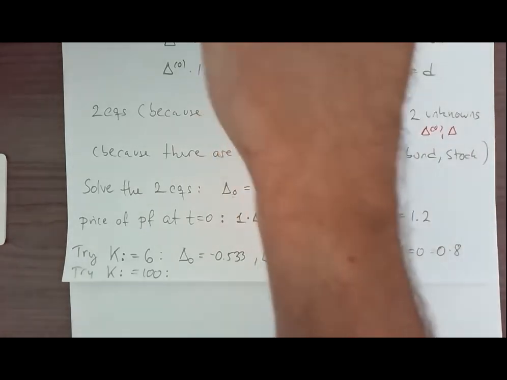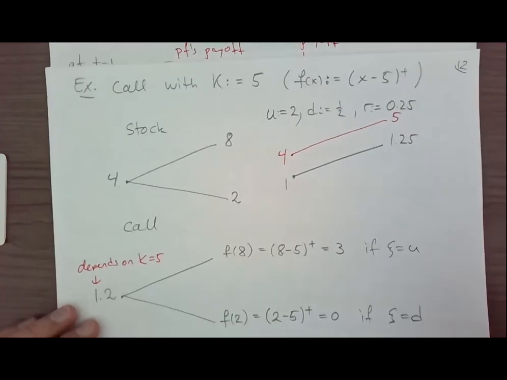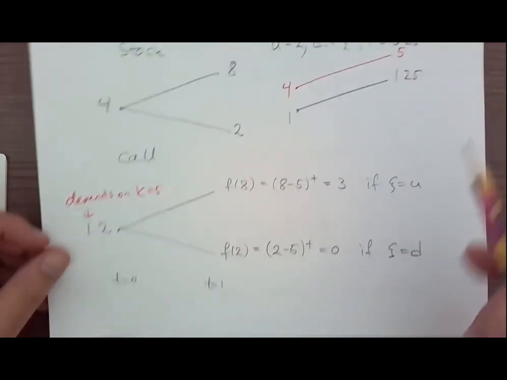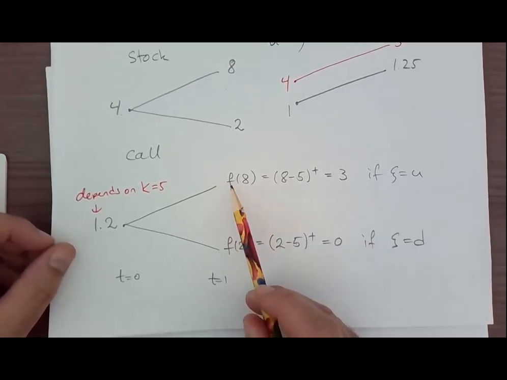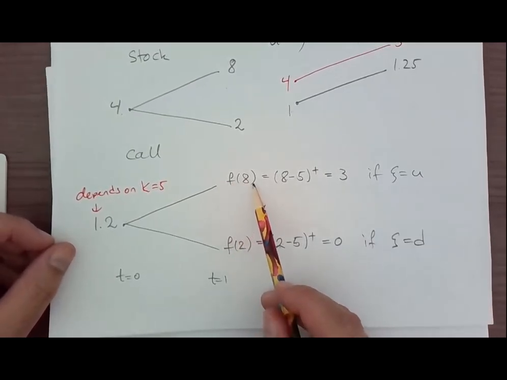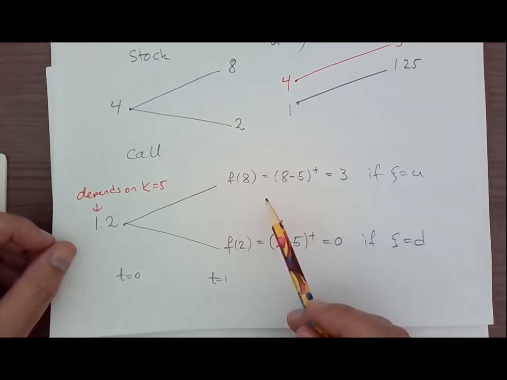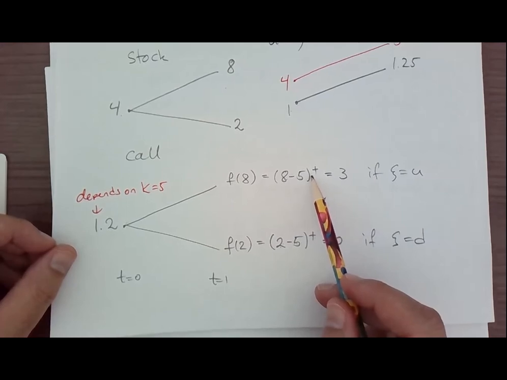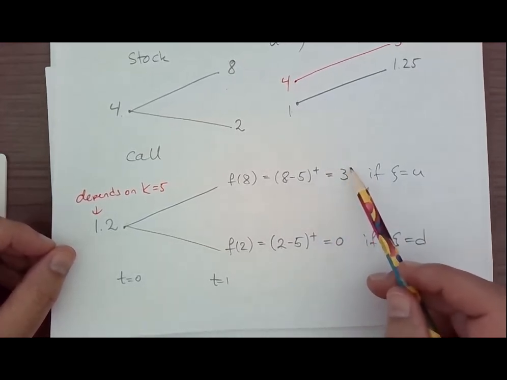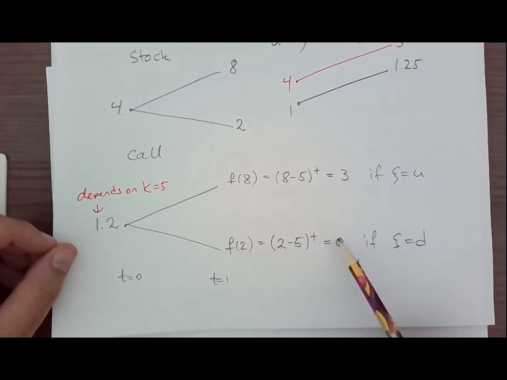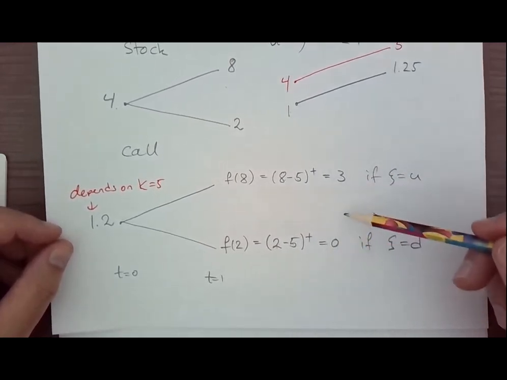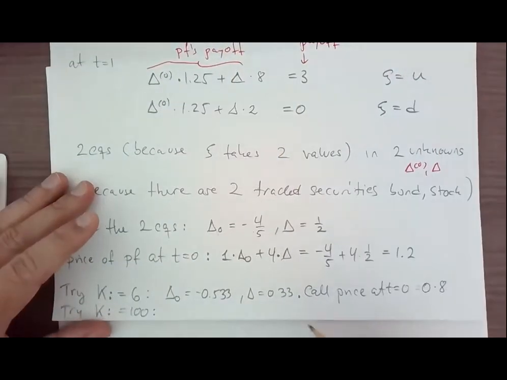Well, if K is equal to 100, now I have X minus 100. What's going to happen is F of 100 is going to be 8 minus 100, and so this is minus 92 plus the positive part. This is a 0, so I'm going to get a 0 here and a 0 down here. So what's the call price going to be when the payoff is always equal to 0? We're going to get a call price of 0.